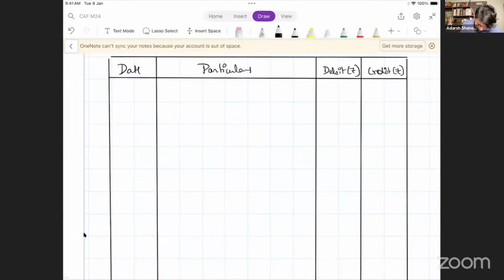First, dates are not given when the bonus issue is announced and all the data is not given. So directly I'll write the entries only. Capital redemption reserve. How much balance was there in capital redemption reserve account? 55,000. No, I will utilize it fully.